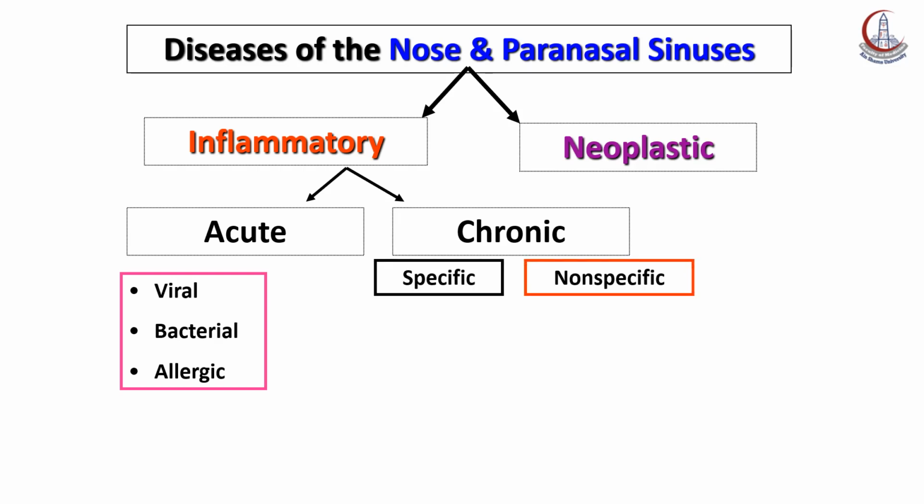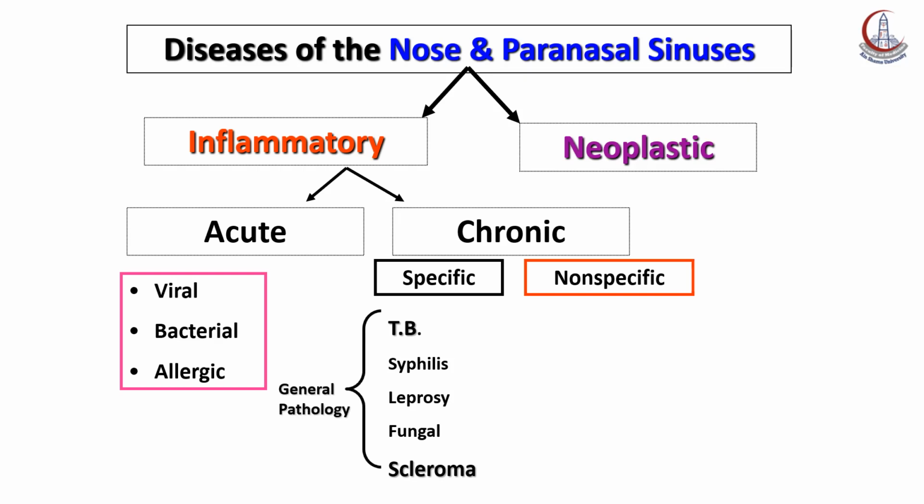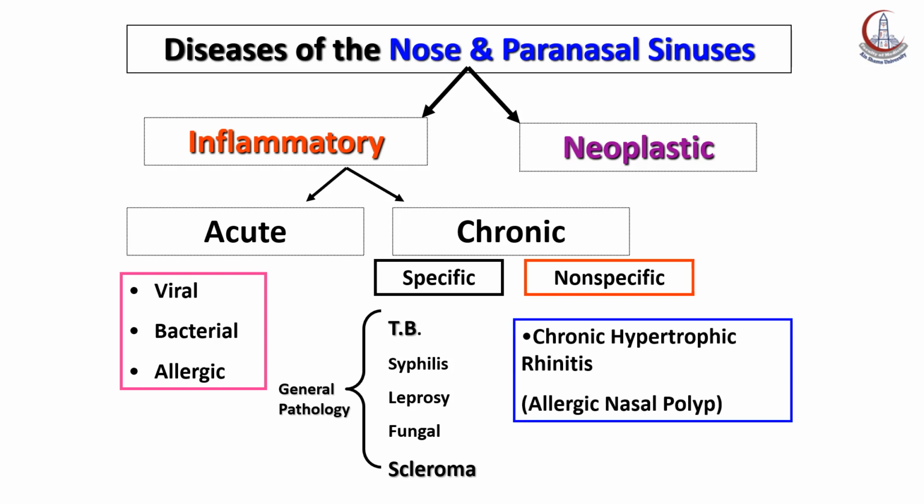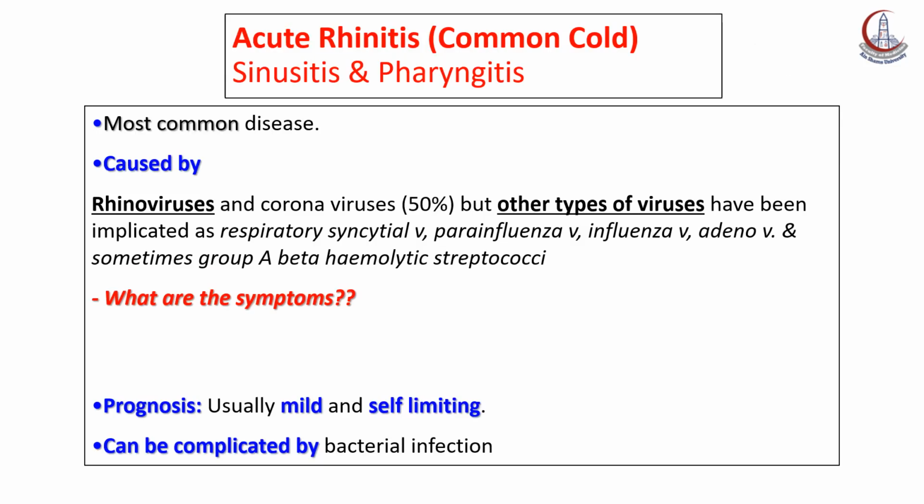The chronic inflammation could be specific or non-specific. The specific like TB, syphilis, leprosy, fungal, and scleroma. We already had it in general pathology. The chronic non-specific inflammation in the nasal cavity, we call it chronic hypertrophic rhinitis or allergic nasal polyp. Acute rhinitis or common cold, sinusitis, and pharyngitis.